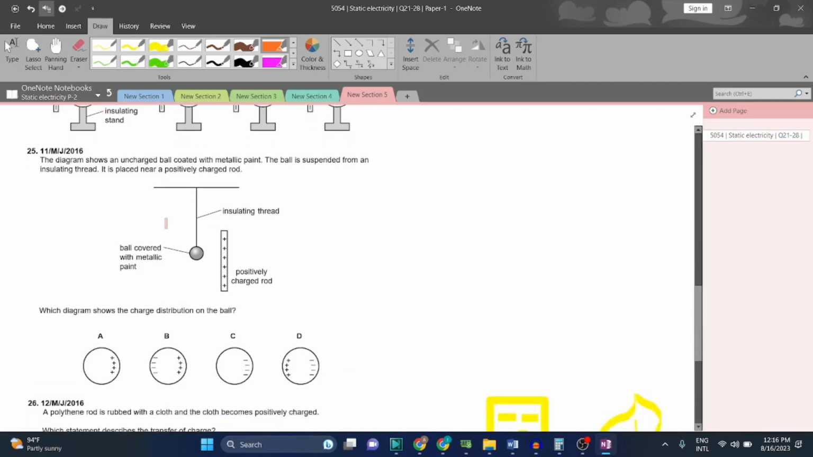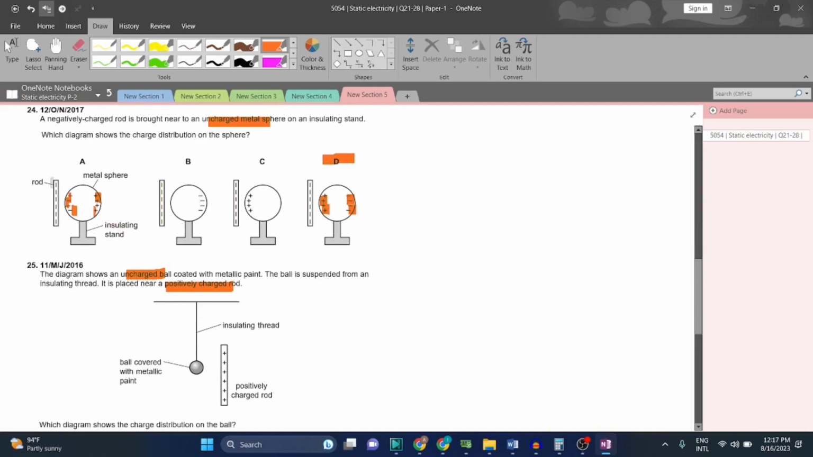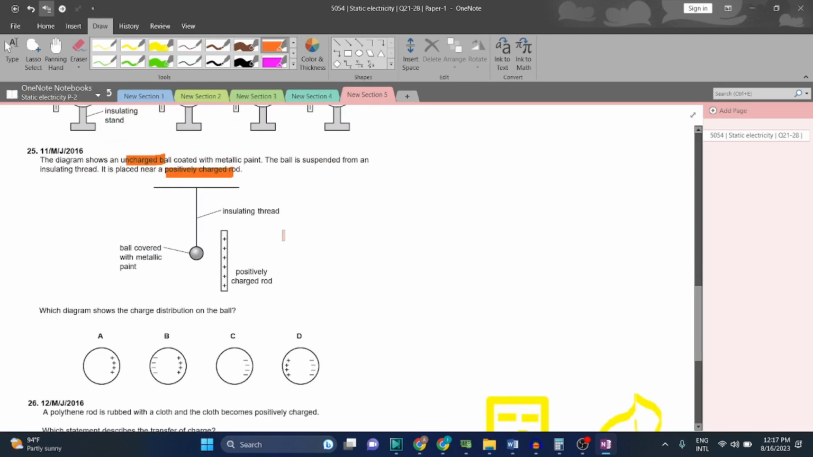The diagram shows an uncharged ball coated with metallic paint. The ball is suspended from an insulating thread. It is placed near a positively charged rod. It is a positively charged rod and the ball is uncharged. Which diagram shows the charge distribution on the ball? Now pause, and taking reference from the last question, solve this question yourself. 1, 2, 3, okay. Let's move ahead. Now I will explain it to you myself.